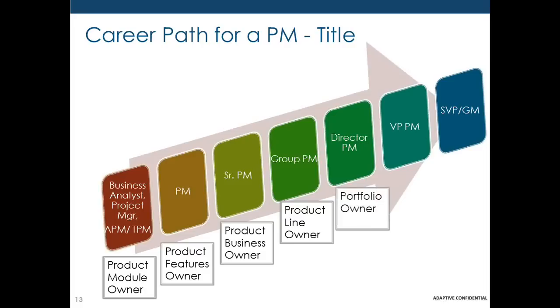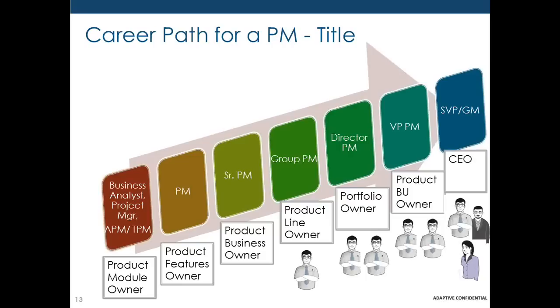As a director, you start getting into more portfolio. So you have an entire portfolio of products that you are potentially managing. Obviously, you have a whole business unit. In a large company, you usually have multiple business units. So you're now the head of that business unit, if you will. And obviously, then you become the CEO or the general manager.